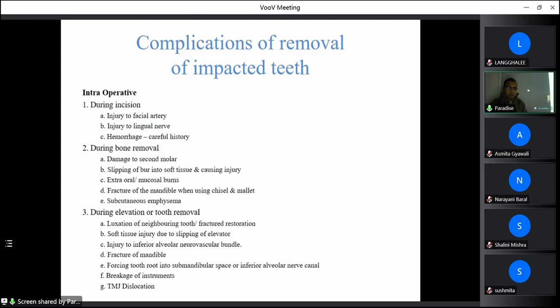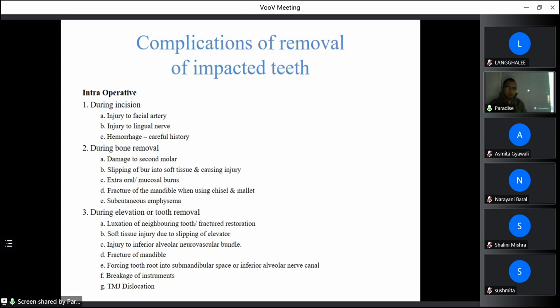Fracture of the mandible when using chisel and mallet. If you apply excessive force while using a chisel and mallet, you may cause an angle fracture of the mandible. There may be chances of cutaneous emphysema, so you should not use a rotor or high pressure handpiece.